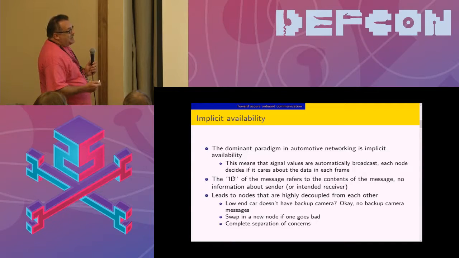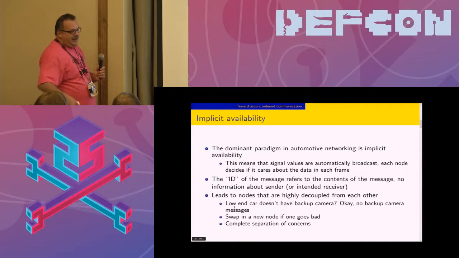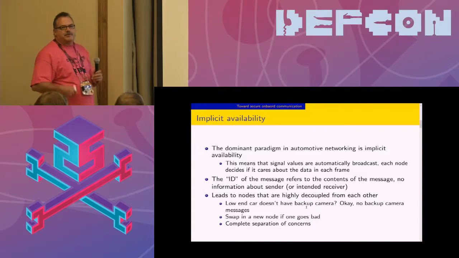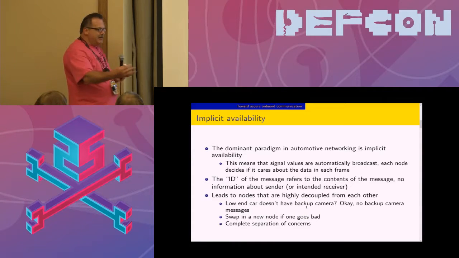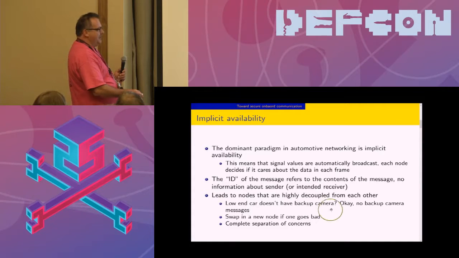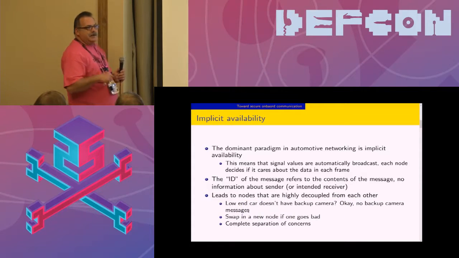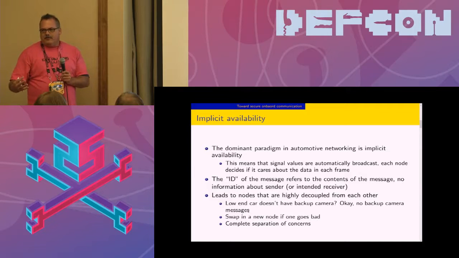Something that is actually kind of nice about having this implicit availability is that these nodes or ECUs are very much decoupled from each other. Say that we need to put a new feature in a car. Well, we just add in the extra ECU, and it gives us, say, this backup camera, and then it just puts out an extra message or two, and everybody watches that message. If we don't want it, just take it away. Okay, there's no backup camera messages. That's a nice, easy, plug-and-play world for all the automotive OEMs.